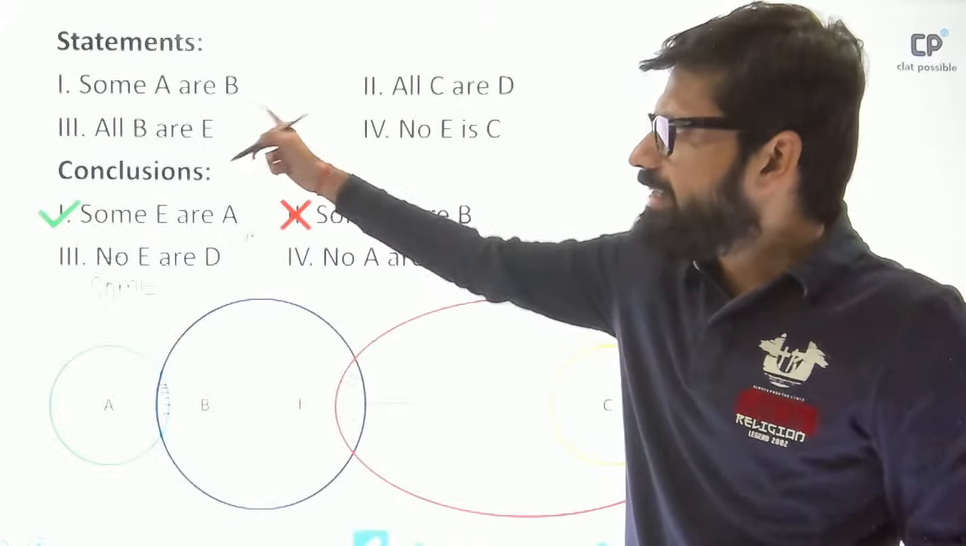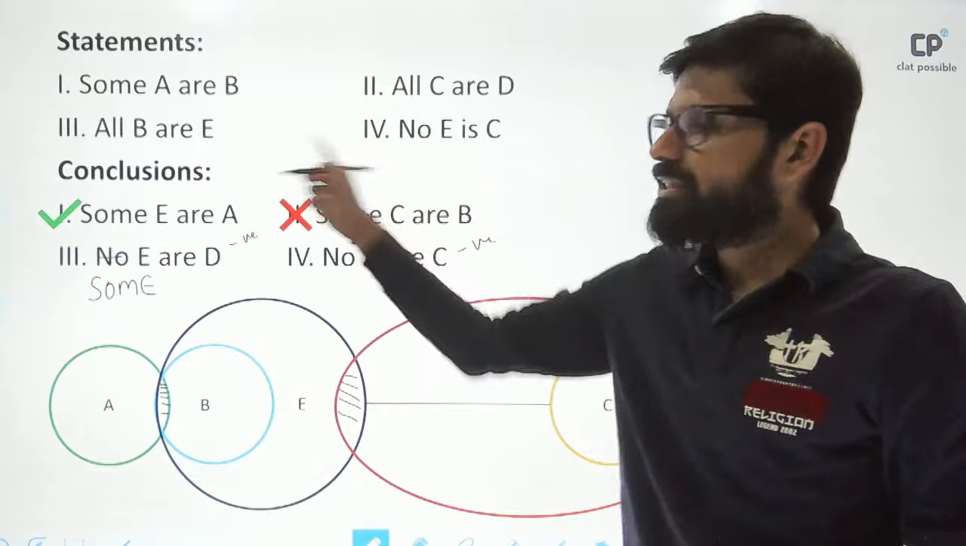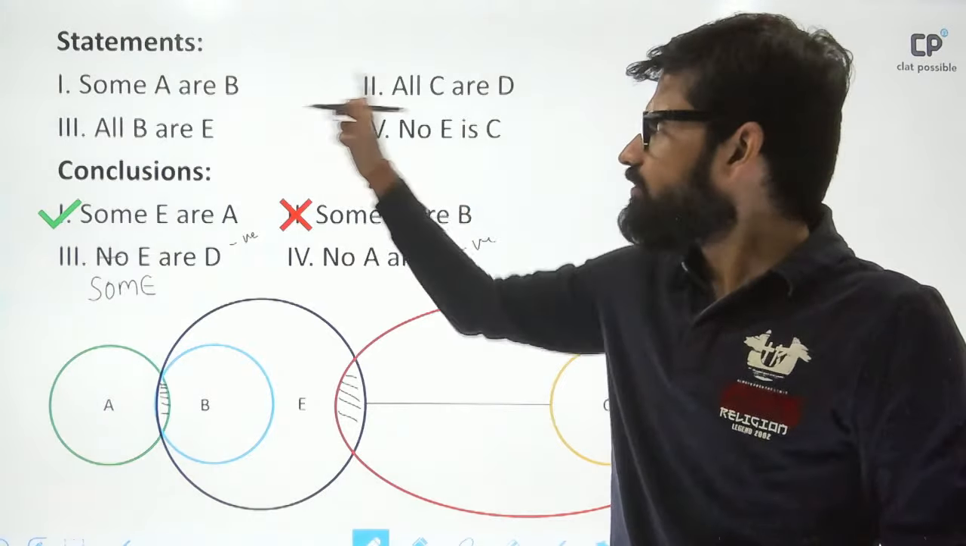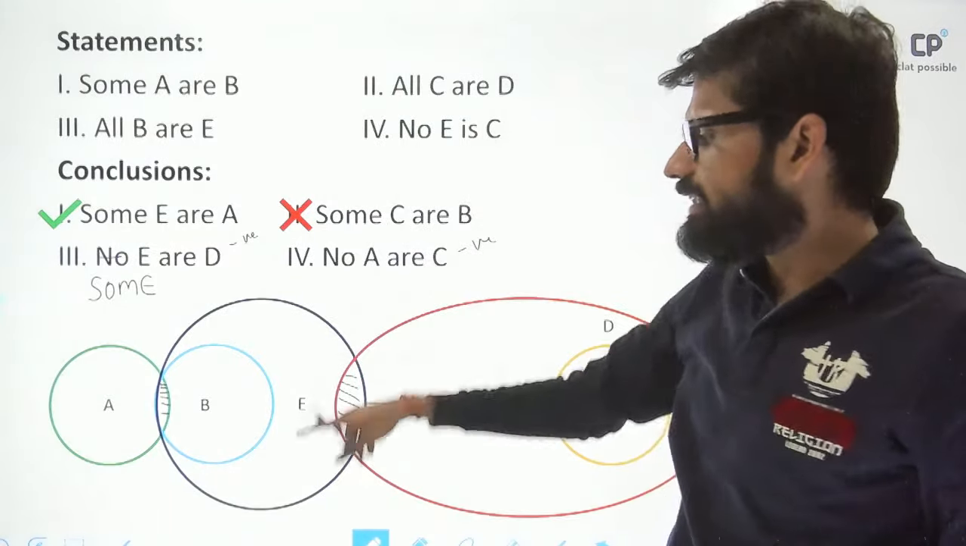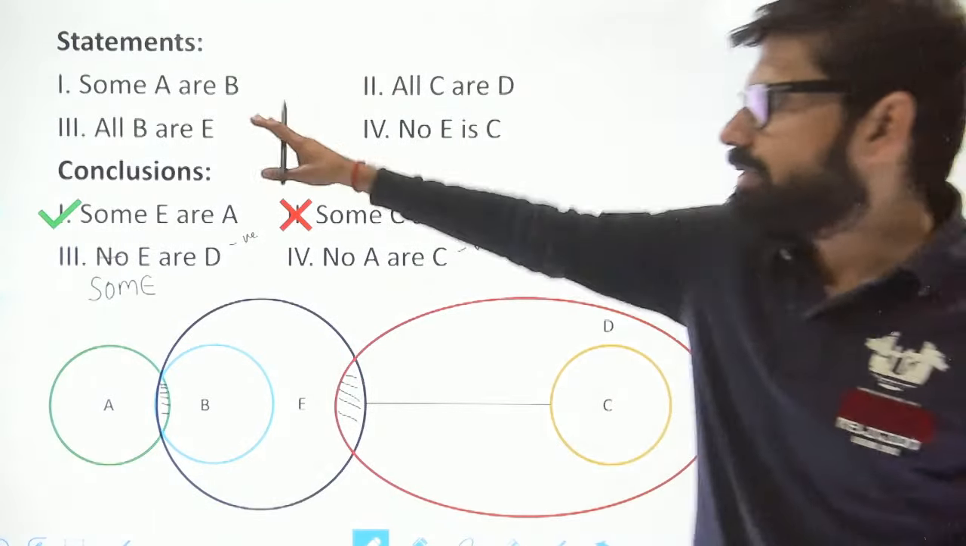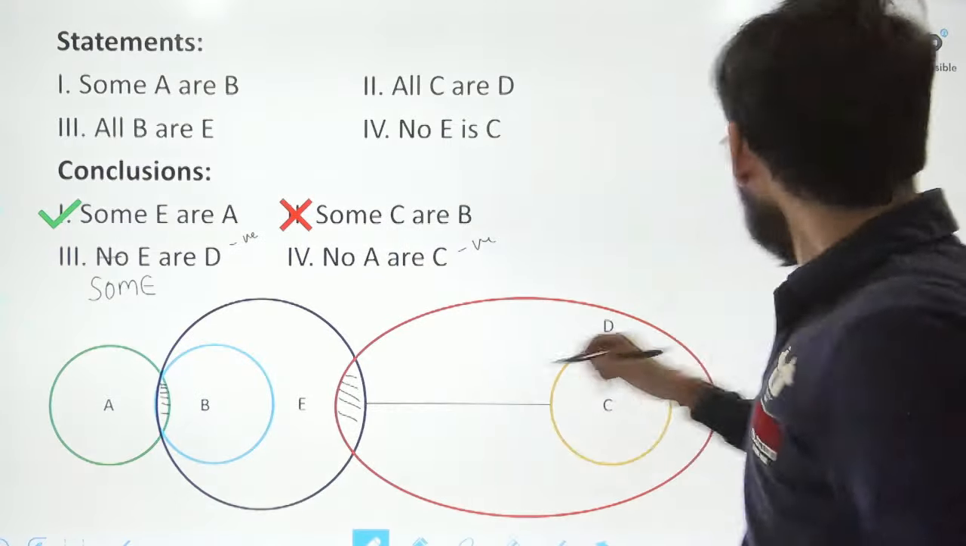Does it violate any of the four statements given? Does this violate any statement? These four statements. Look, positive statements do not get violated. Some A are B, all C are D, all that is intact. All B are E.